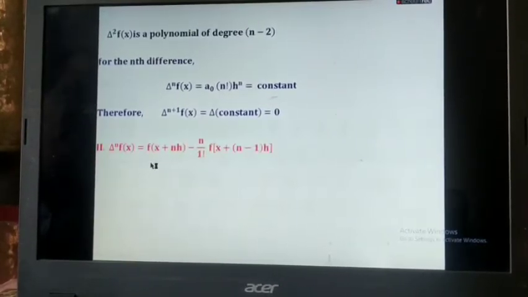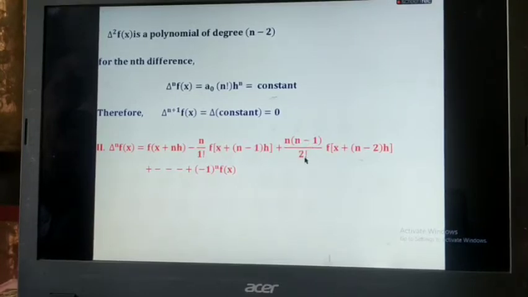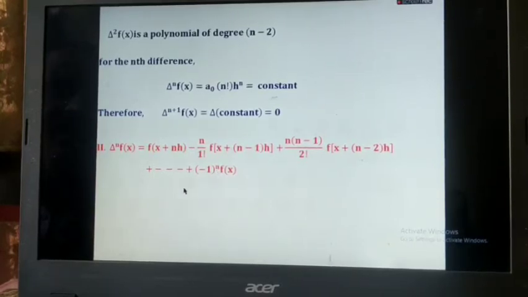Two more results to remember without proof. Delta raised to n f of x is written as f of x plus nh, minus n by 1 factorial into f of x plus n minus 1 into h, plus n into n minus 1 by 2 factorial into f of x plus n minus 2 into h, and so on and so forth, up to plus or minus 1 raised to n into f of x.